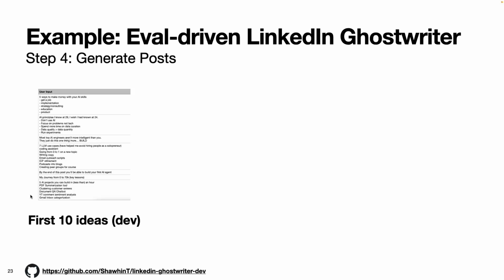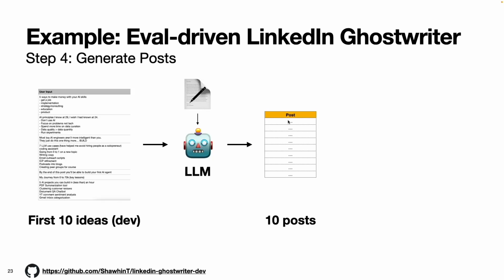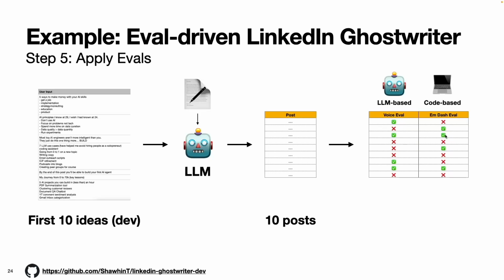But for this step, I would take these ideas, I would pass them to the LLM. Now we have a prompt for the LLM to generate LinkedIn posts in my style, and this will spit out 10 different LinkedIn posts. And now that we have these posts, we can go to step 5 and apply the evals to them. Again, I have 2 evals, one to evaluate the voice and the other to evaluate the number of EM dashes. This eval will fail if the post has more than one EM dash.